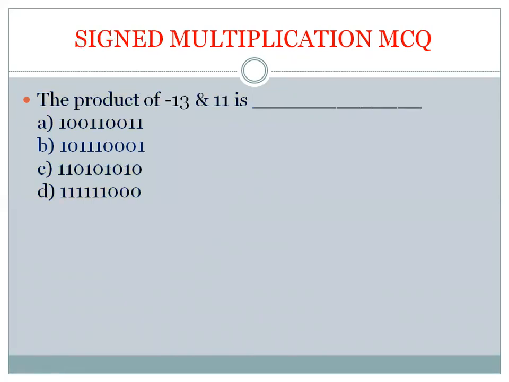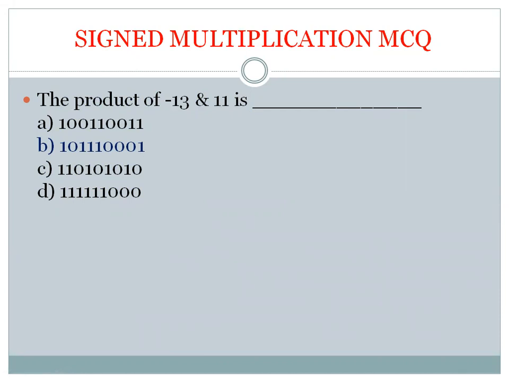This MCQ is related to signed multiplication, the product of minus 13 and 11. One operand has a sign, that is negative. The other operand doesn't have any sign, which means you have to consider it as a positive operand. So the product of a negative and a positive means the result will be negative.